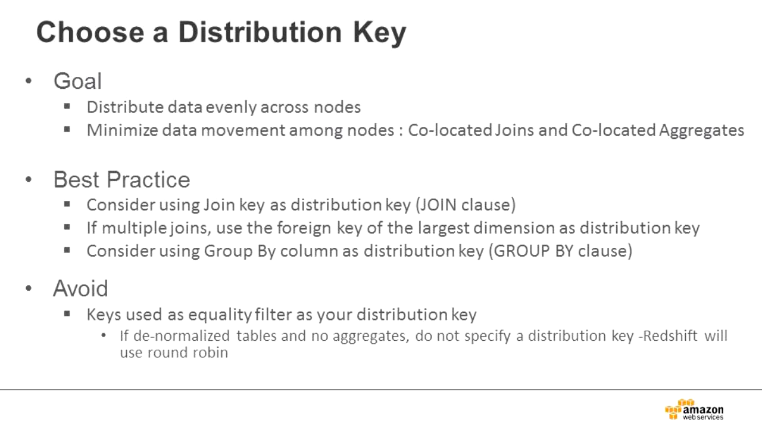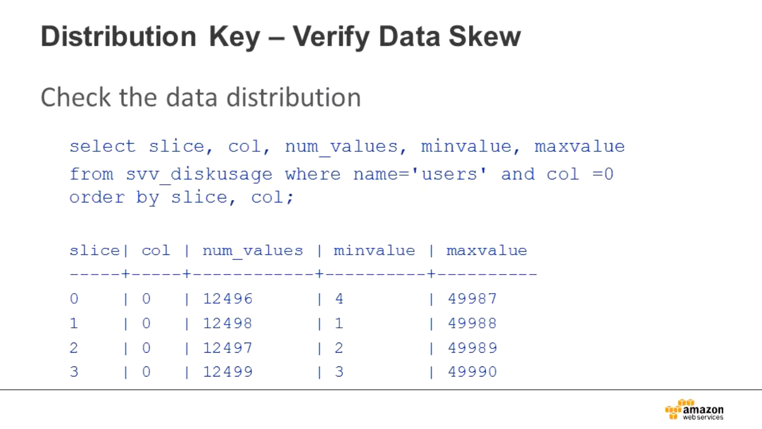And the other thing is sometimes it's not very obvious, even after looking at all of this, what a good distribution key should be. Or maybe you have denormalized tables and you're not doing a lot of aggregates. In that case, it's best to not specify one, because Redshift has a default distribution scheme where it just uses a round-robin way of distributing all the data across all the nodes. So that's also available to you.